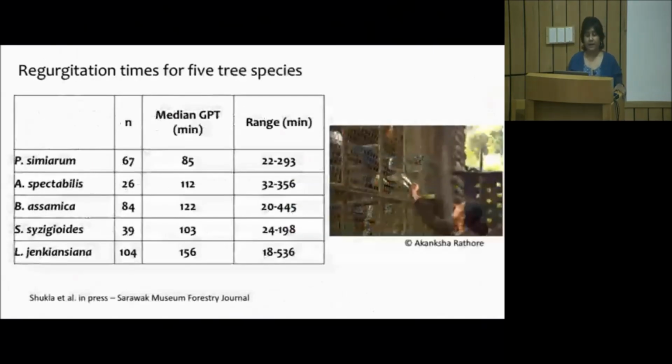In a subsequent study done by some of my researchers in our team with about 6 captive hornbills, we looked at the regurgitation times for 5 large-seeded and medium-sized tree species, and we found again that although the range of gut passage time was very high in this study, the median gut passage times were pretty high, more than an hour, in fact, even 2 hours.